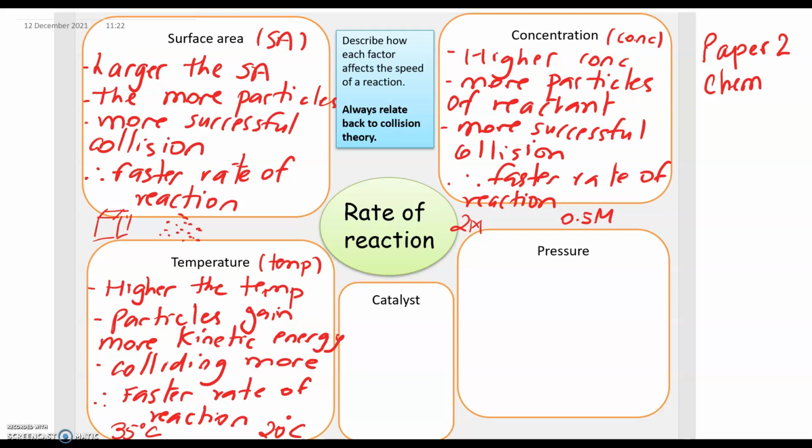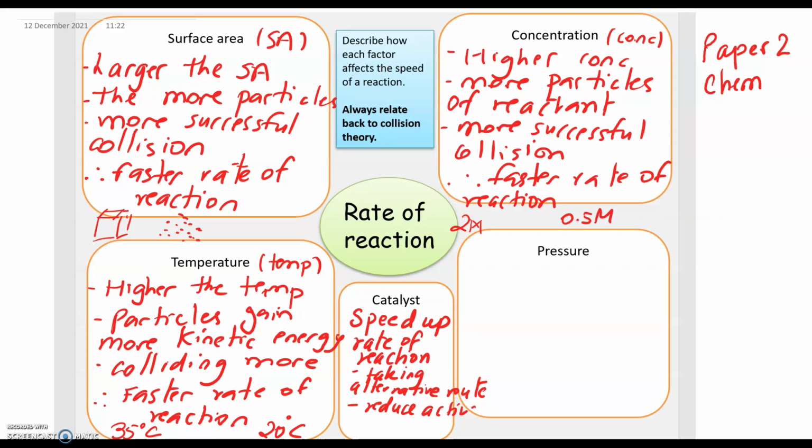A catalyst, it speeds up the rate of reaction. And it does that by taking an alternative route, or by reducing the activation energy. Activation energy is the minimum amount of energy needed for a reaction to take place. So a catalyst is just speeding up the rate of reaction. It doesn't actually take part and it can be reused. And it does so by two means.